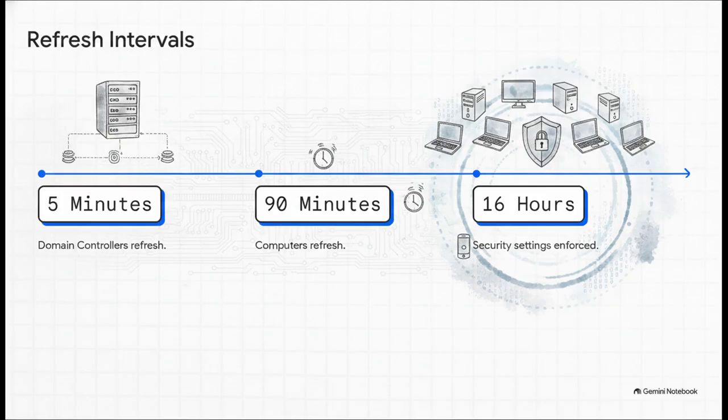Domain controllers pull new policies every 5 minutes. Standard computers and workstations refresh every 90 minutes. And they actually do this with a slight randomized offset, so you don't have 1,000 laptops hitting the server and crashing the network all at once. Plus, your core security settings, those are reapplied every 16 hours automatically, even if nothing changed, just to guarantee compliance.